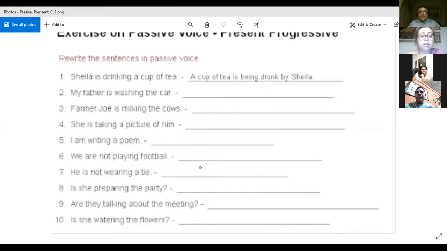All right, volunteer for number seven. A tie is not being worn by him. Very good. Number eight, is she preparing the party? Is the party being prepared by her? Good. Is the party being prepared by her? What about number nine? Are they talking about the meeting?